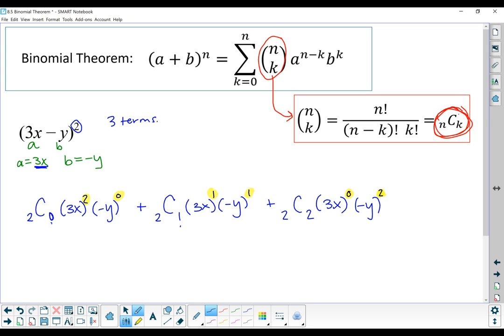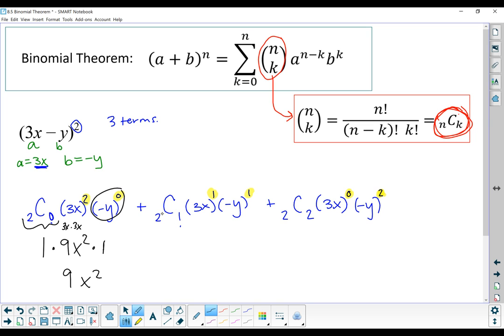Okay, so if we simplify this in your calculator, you can type in that 2C0, and I'll show you more about that calculator button on my next screen. But if you type this in, this is a 1. The 3x is being squared. So that squaring power applies to the 3 and the x. It's the same as having 3x multiplied by 3x. So that's 9x squared. And then anything to the 0 power is just a 1. So that term simplifies to 9x squared.